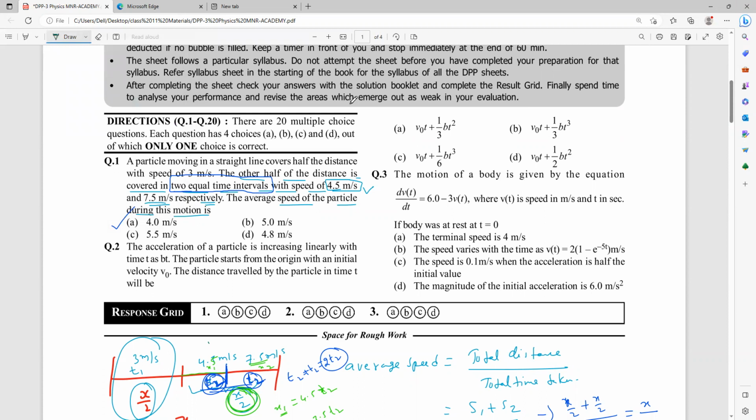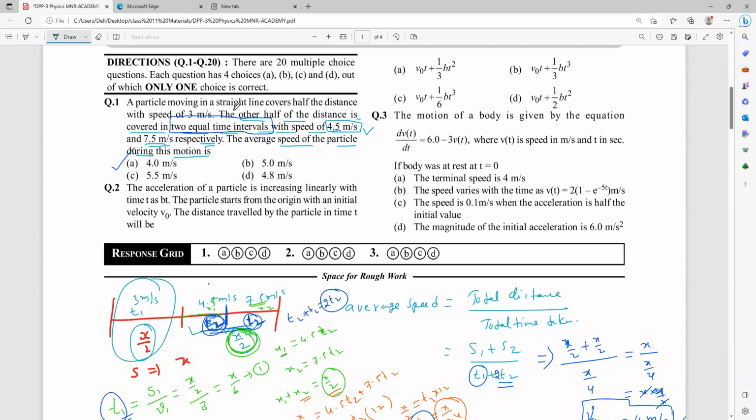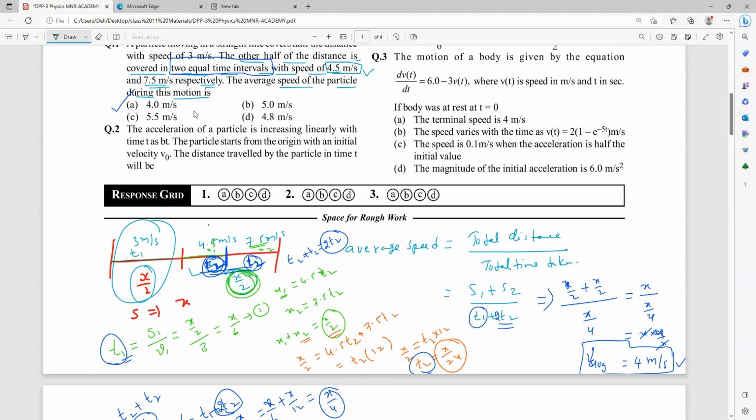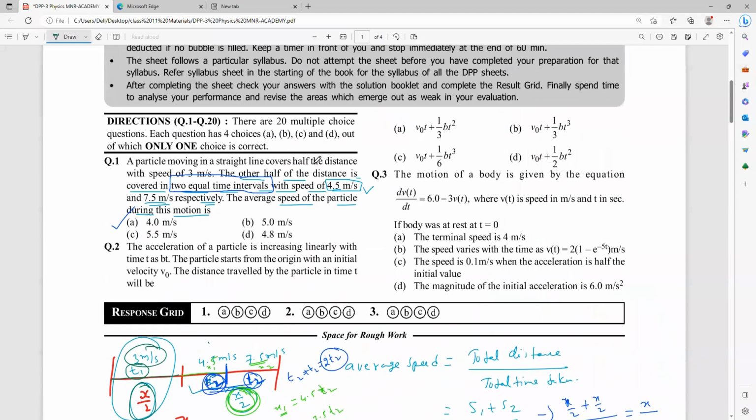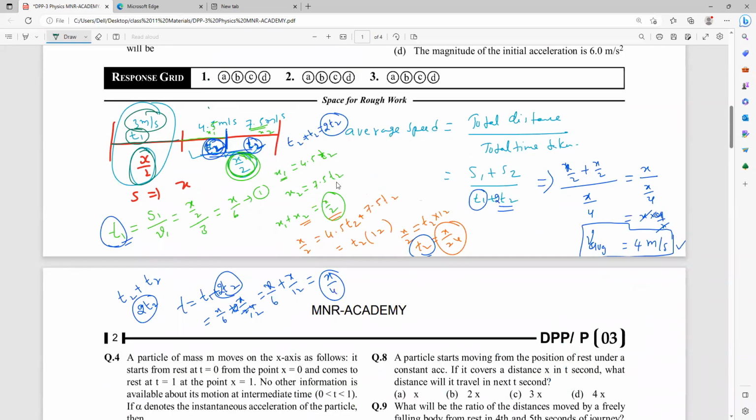So nothing is there, so once again I'll explain. A particle moving in a straight line covers half of the distance with the speed 3 meter per second. Half of the distance I'm assuming as x by 2, at 3 meter per second, and the time interval is t1, I assume. The next half of the distance, it covers in two equal intervals of time, that is x by 2. I assumed two equal intervals as T2 and T2. In one T2 it covers at 4.5 meter per second, and in another T2 it covers at 7.5 meter per second.